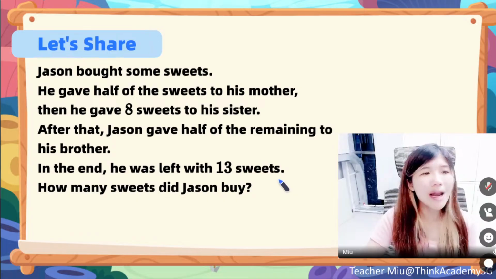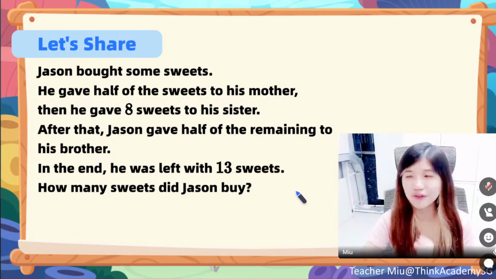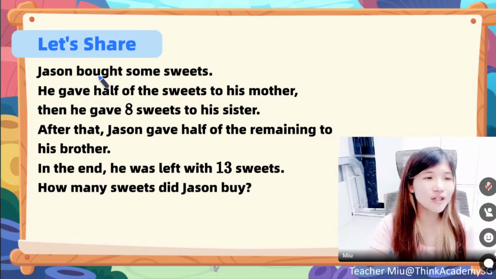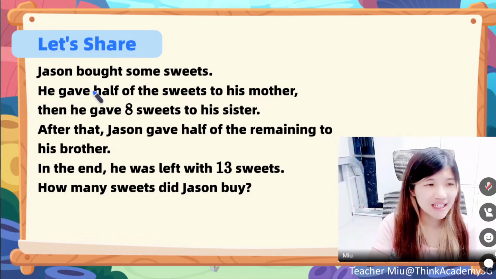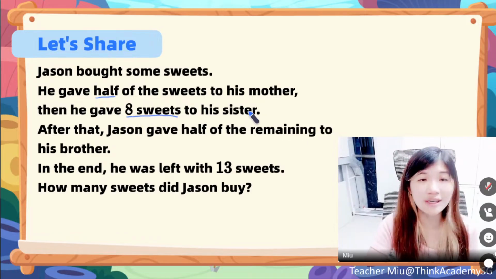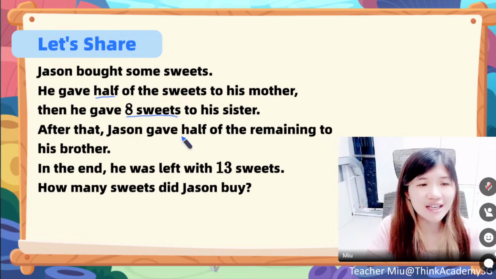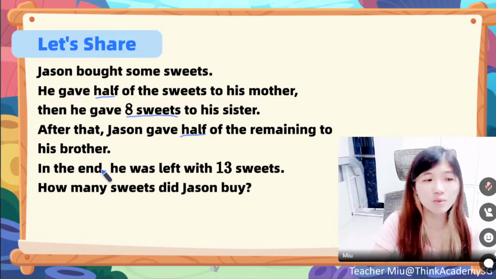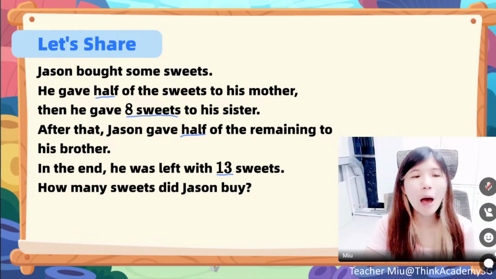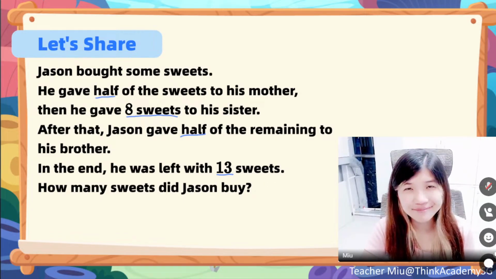Continue. What about now? Let's go further with this crazy question. It goes, Jason bought some sweets and he gave half of the sweets to his mother. Then he gave a sweet to his sister. After that, Jason gave half of the remaining to his brother. In the end, he was left with 30 sweets. How many sweets did Jason buy?